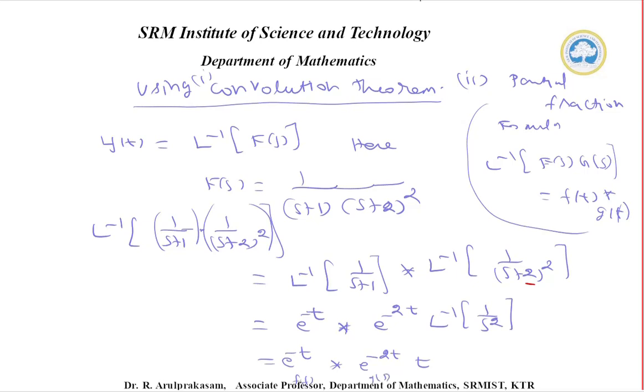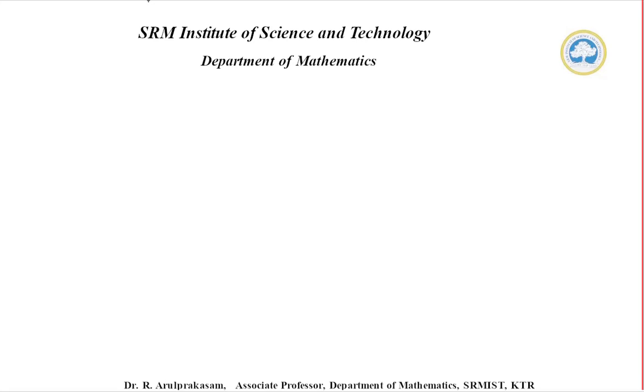By the convolution theorem of two functions f of t and g of t, f of t convolution g of t is the integral of f of u into g of t minus u into du. You know this formula, the convolution of two functions. Following this form, I can write it like this.